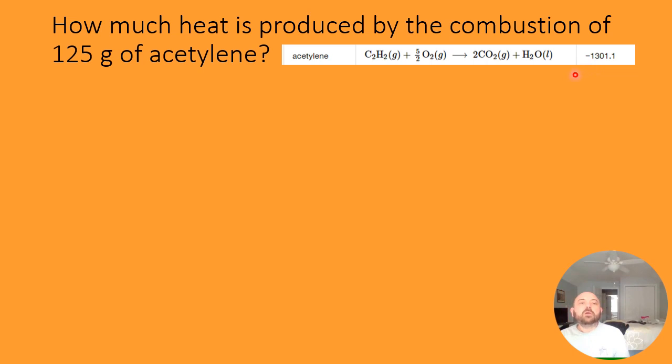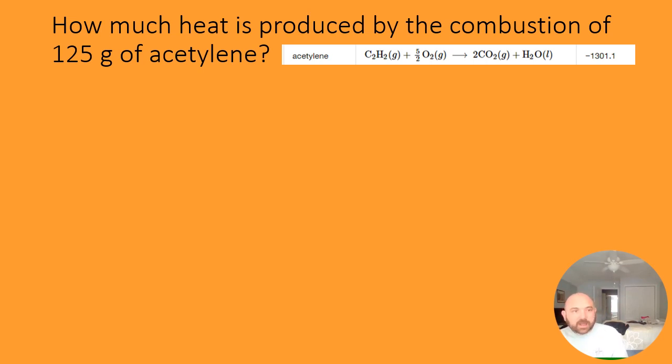And so therefore, according to the thermochemical equation here, 1 mole of acetylene reacting with 5.5 moles, or 5/2 moles, of oxygen gives us 2 moles of carbon dioxide, 1 mole of liquid water, and 1,301.1 joules of energy released. Now, keep in mind, that's for 1 mole of acetylene. We don't have 1 mole of acetylene, we have 125 grams, which is probably not 1 mole. How much energy is that going to give us?